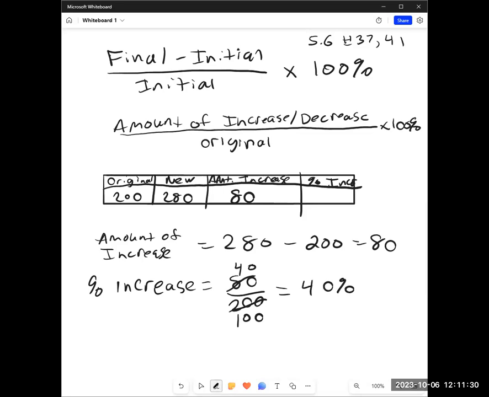The other thing that I could do is long division. I could get a decimal and then move the decimal point 2 places to the right and add a percent sign. So this is going to be a 40% increase.